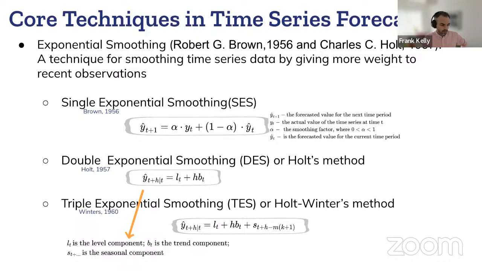Then you've got double exponential smoothing, known as Holt's method, developed by Charles Holt, and it extends the single exponential smoothing by considering a trend in the data. So this is your b_t, that's your trend component. And triple exponential smoothing is the next step onwards because, beyond Holt's method, it considers trend and seasonality in the data. So you can look at fairly complex time series using this method, and that's also known as the Holt-Winters method.